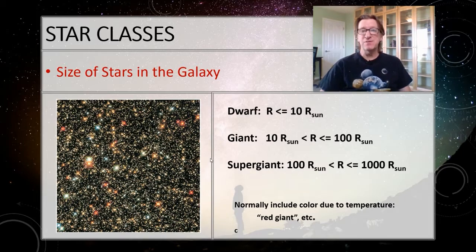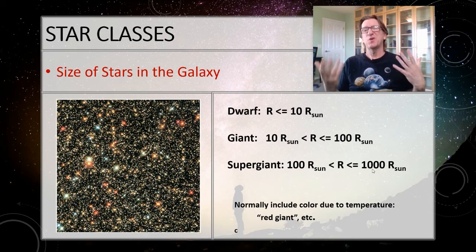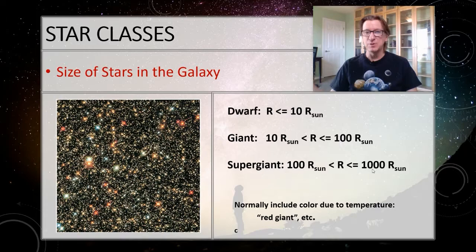So we classify these stars based on their size. A dwarf star is anything smaller than 10 times the radius of the sun. Our sun is a dwarf star. A giant is anything from 10 solar radii to 100 solar radii. A supergiant is anything from 100 to 1,000, and then that 1,700 one we talked about is technically called a hypergiant, but there aren't really enough of them. There's maybe 2 or 3 that we found in the entire 100 billion stars out there.